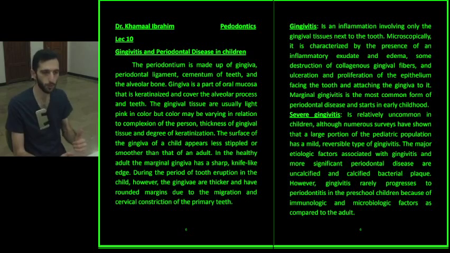During the period of tooth eruption, the child's gingiva, however, is thicker and has rounded margins due to the migration and cervical constriction of the primary teeth. Now let's talk about gingivitis. What is gingivitis? It's an inflammation involving only the gingival tissue next to the tooth.